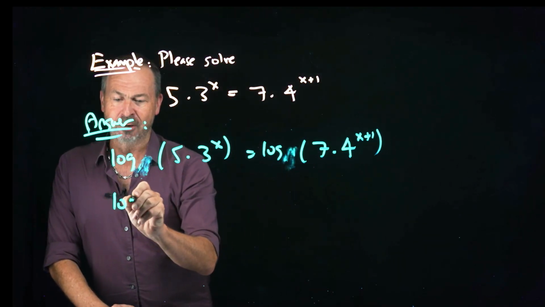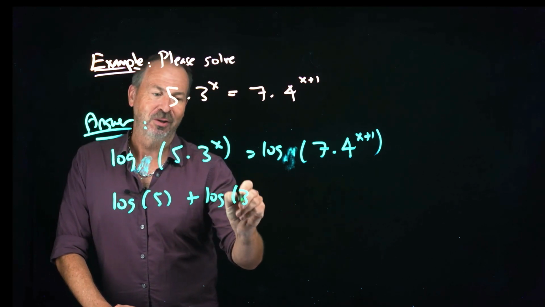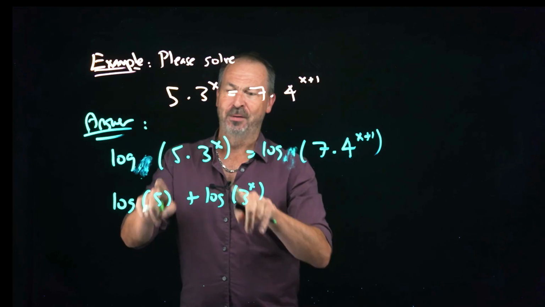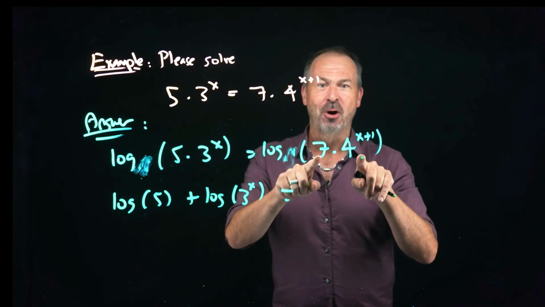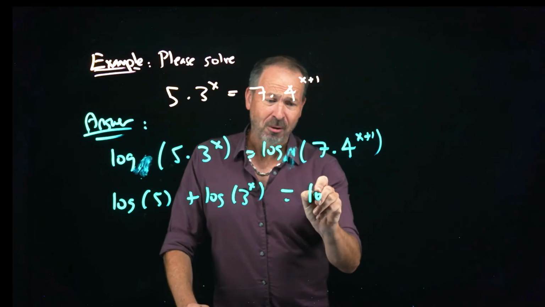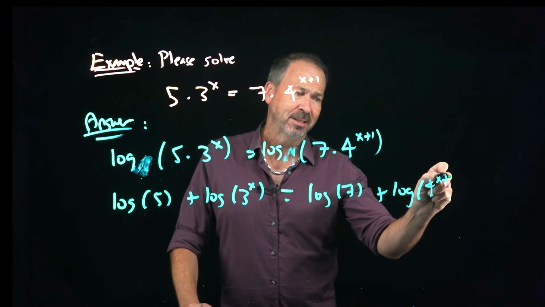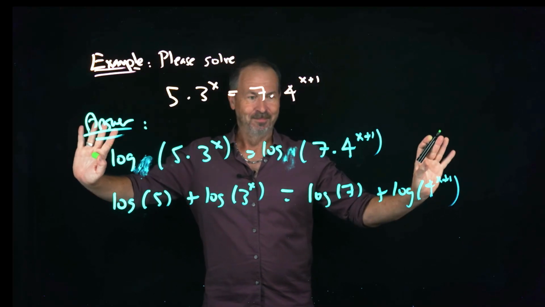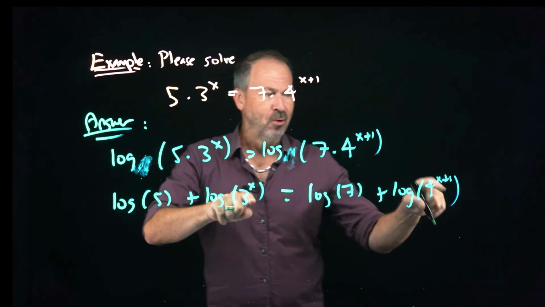So this is really log base 10 of 5 plus log base 10 of 3 to the x. The sum of the two logs equals... There's another product. A log of a product is the sum of the logs. Log base 10 of 7 plus log base 10 of 4 to the x plus 1. Great. All right, now I've got some unknowns stuck upstairs.